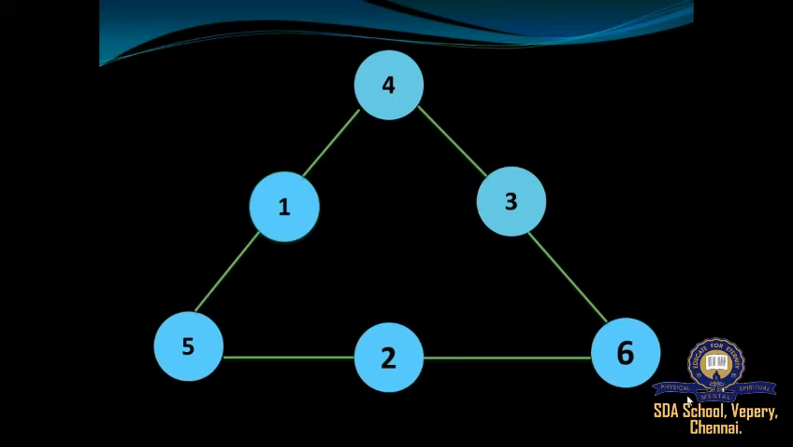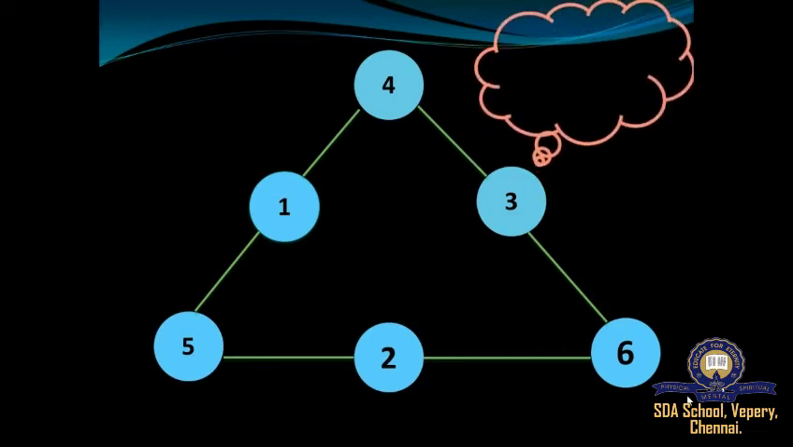Now let us see the sum of each side. Let us take side 1. When I add 4, 1 and 5, I get the sum 10. The sum of the second side, that is 4, 3 and 6, is 13. Similarly, the sum of the third side, 5, 2 and 6, is 13. Could you see the difference in their sums? So side 1 is not equal to side 2 and 3, right? So there is a wrong placement of numbers.